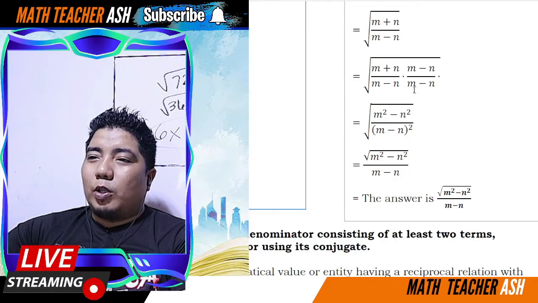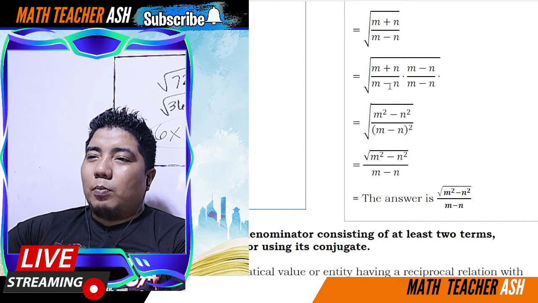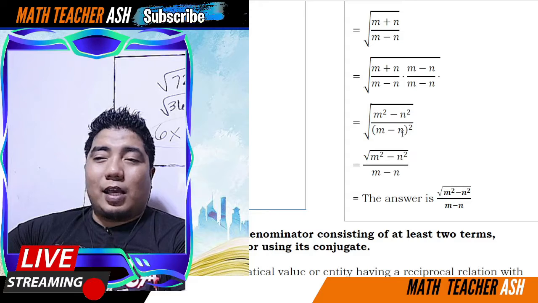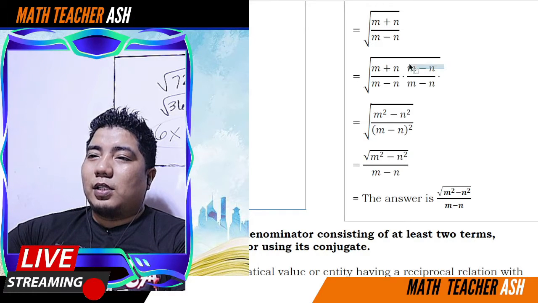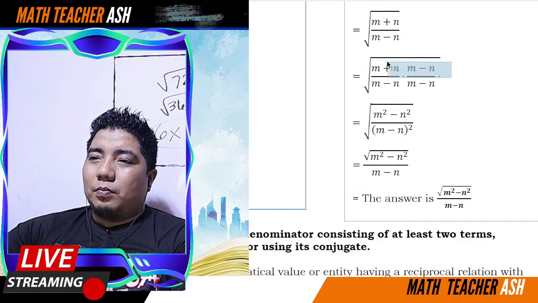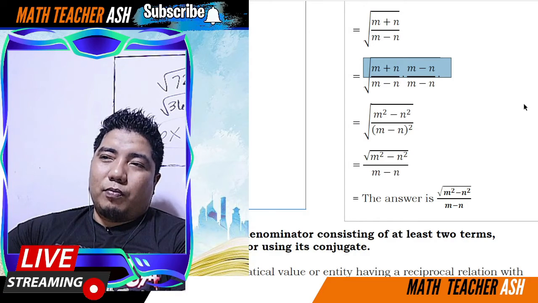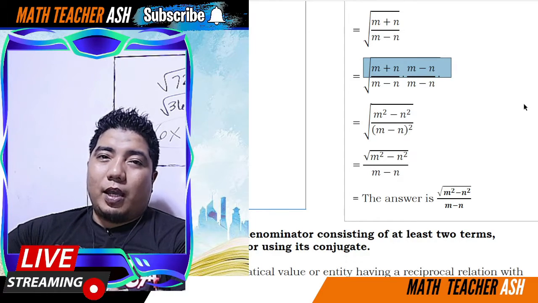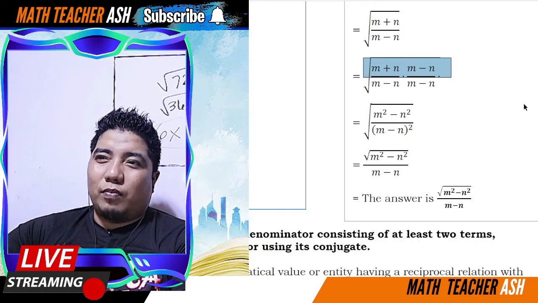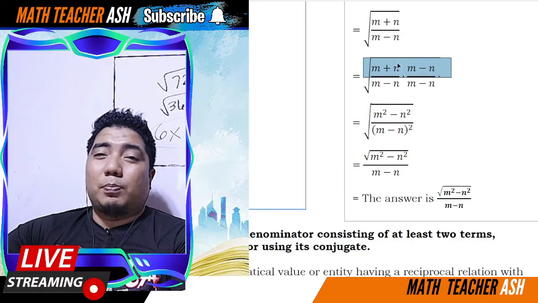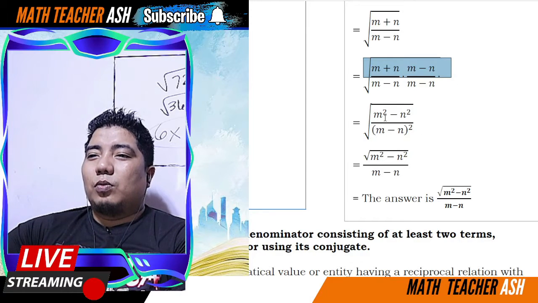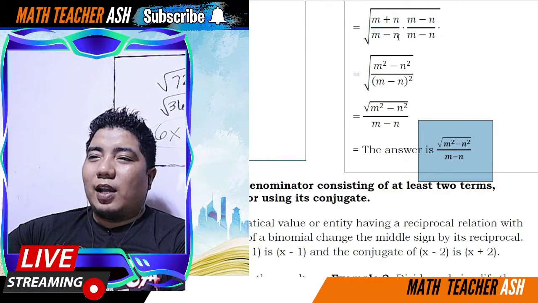Okay? So, by doing so, m minus n times m minus n, that is m minus n to the power of 2. You can cancel them. So, that is a perfect square. And then, dito naman, since they are the product of the sum and difference of two terms, or special product pala, sorry. So, that is m squared minus n squared. Okay? And that will be your final answer.